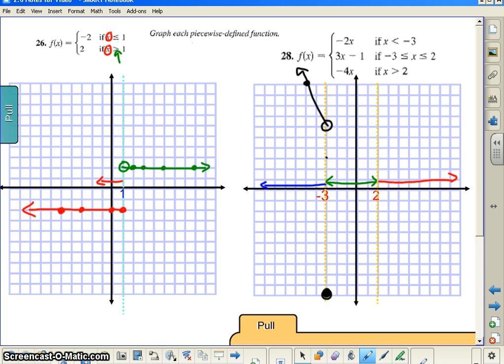Okay, and then if I go to the other end of the boundary, which is positive 2, 3 times 2 is 6. 6 minus 1 is positive 5. And that one also will be a closed circle. Okay, I'm just going to take a number in between, like 0. 3 times 0 is 0, and 0 minus 1 is negative 1. Okay, and this is a linear graph. The slope is 3.